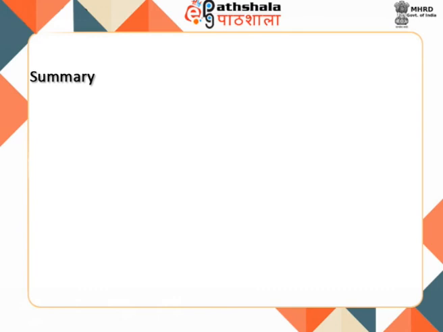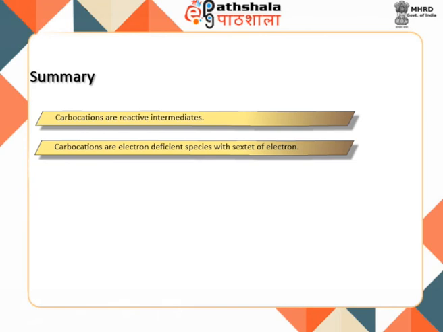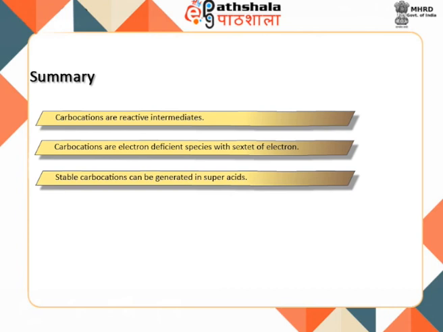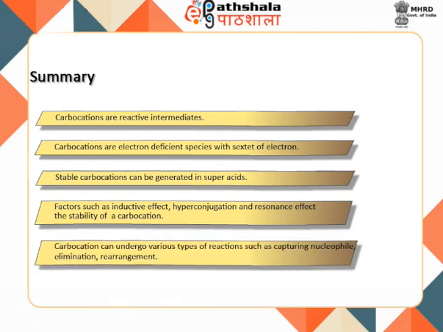Let us now summarize what we have learnt in this module. We studied that carbocations are reactive intermediates. Carbocations are electron-deficient species with a sextet of electrons. Stable carbocations can be generated in superacids. Factors such as inductive effect, hyperconjugation, and resonance affect the stability of a carbocation. Carbocations can undergo various types of reactions such as capturing nucleophile, elimination, and rearrangement.